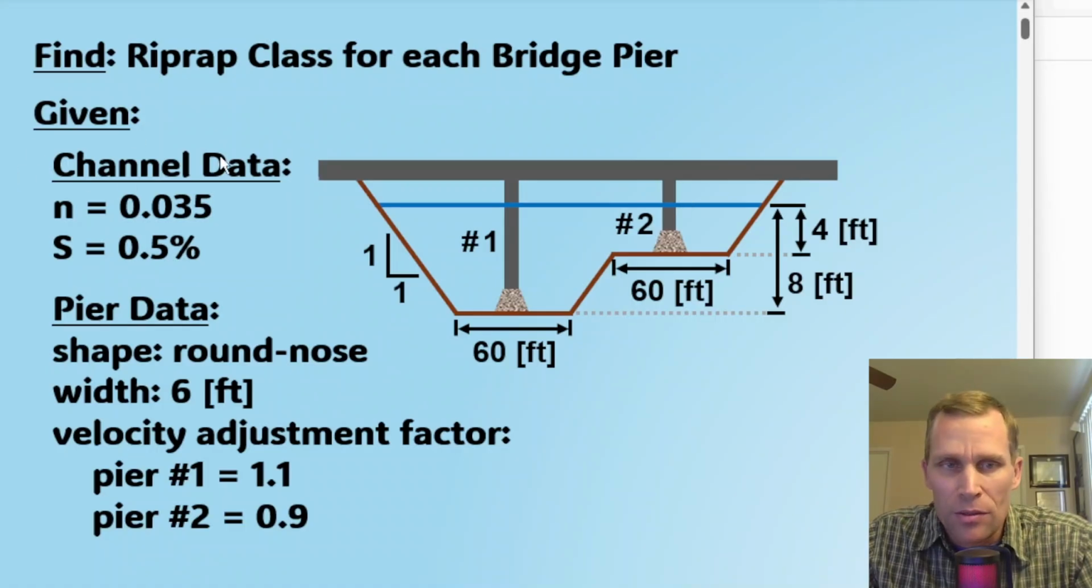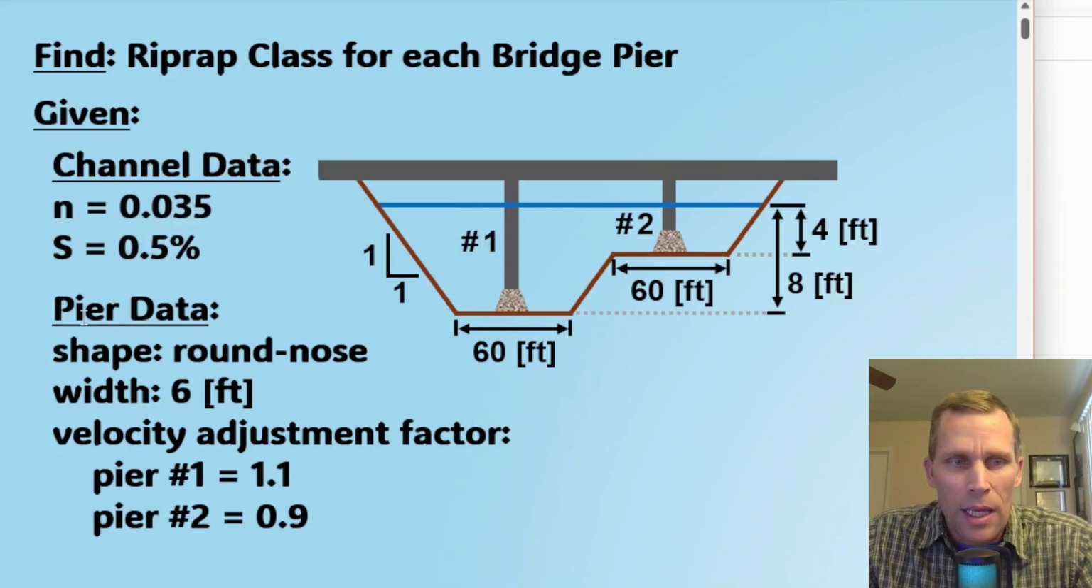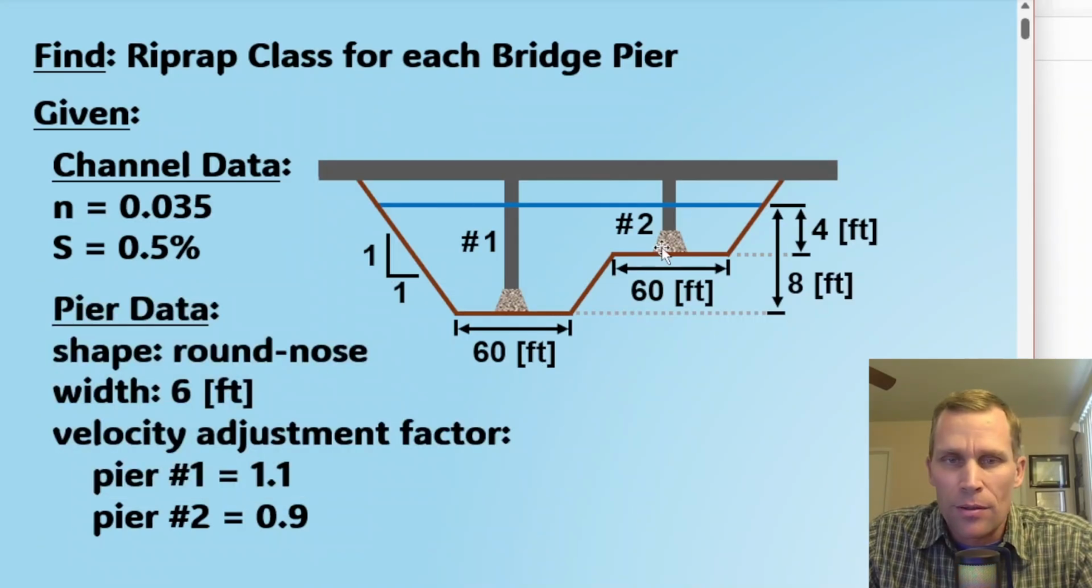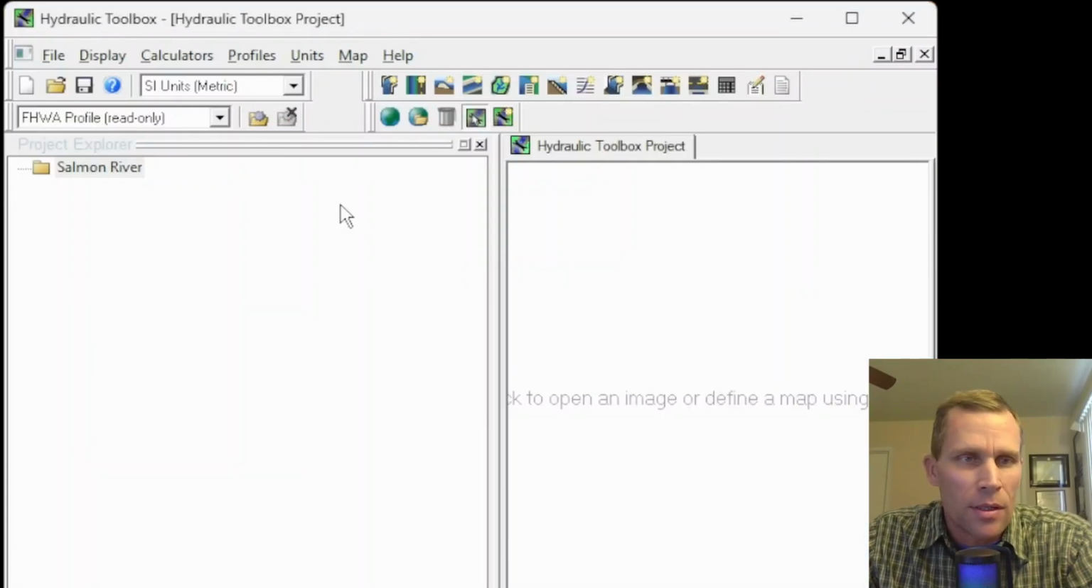We're given some channel data, as well as channel geometry and dimensions, as well as some pier data. So we're going to be using the channel calculator to determine the flow rate and velocity. And then with that data, we're going to create a riprap calculator, one for each of our two piers. I've got these labeled pier number 1 and pier number 2. All right, so go ahead and take a screenshot or remember these numbers because we're going to be using them in the calculator. I'm going to minimize that and head over to our calculator.